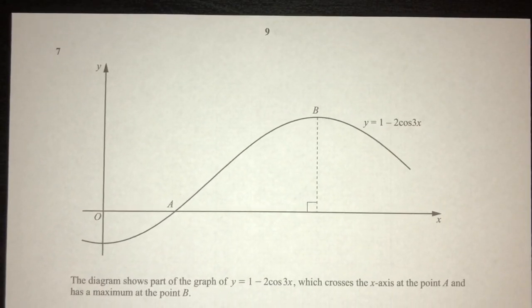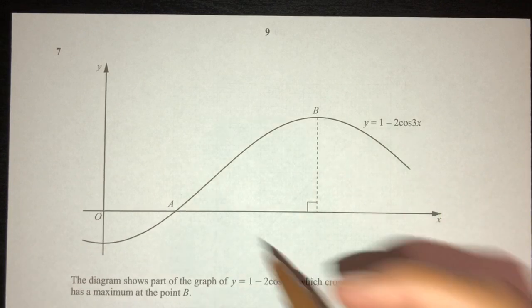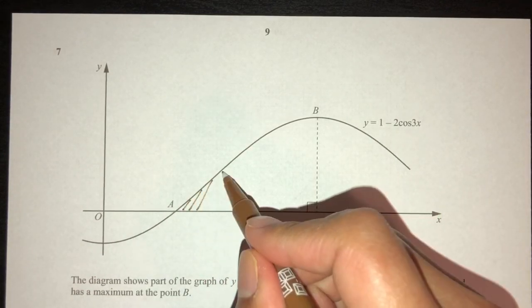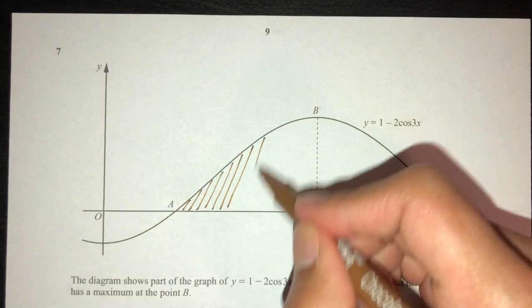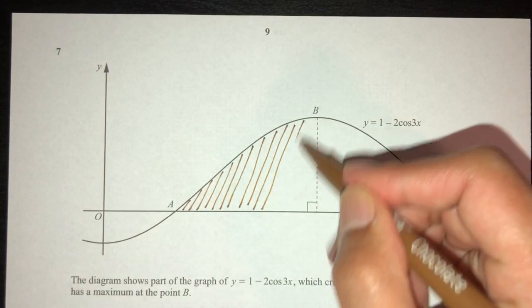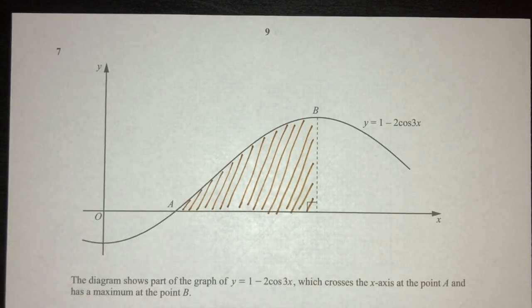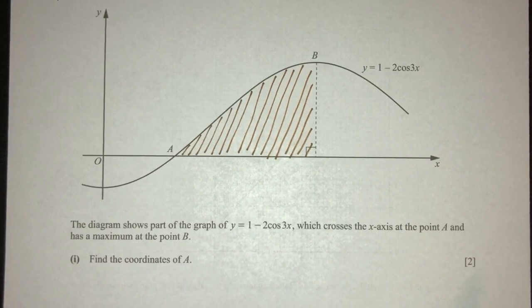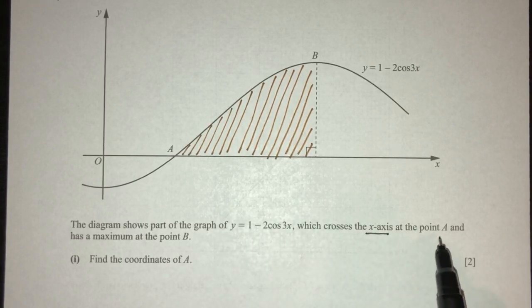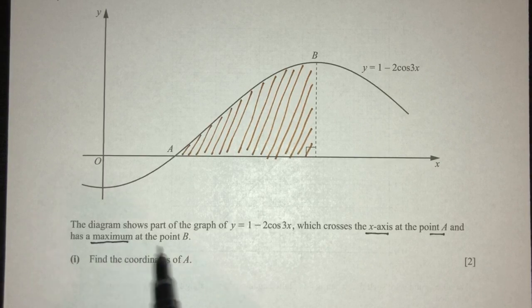Okay, let's move on to question number 7. So in question number 7, this one is your area. Let me shade that for you, because you will see that in the question it asks you for this one. Okay, that is for one part. Now, the question itself, the diagram shows part of the graph of y equal to 1 minus 2 cos 3x, which crosses the x-axis at the point A and has a maximum at the point B. Okay, part 1, find the coordinates of A.